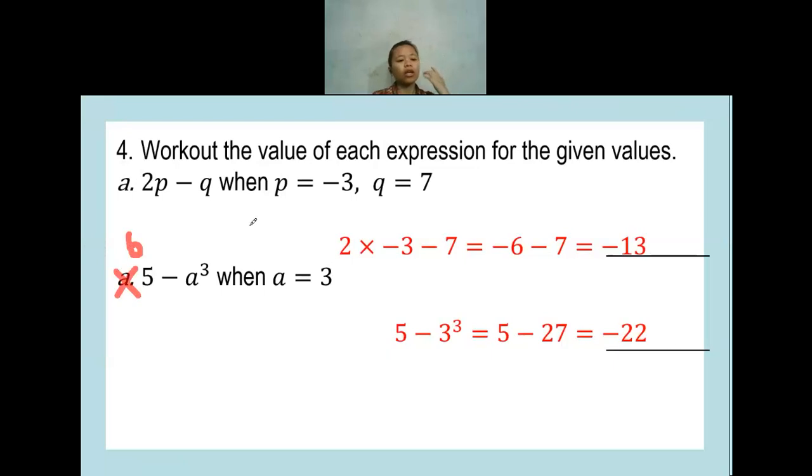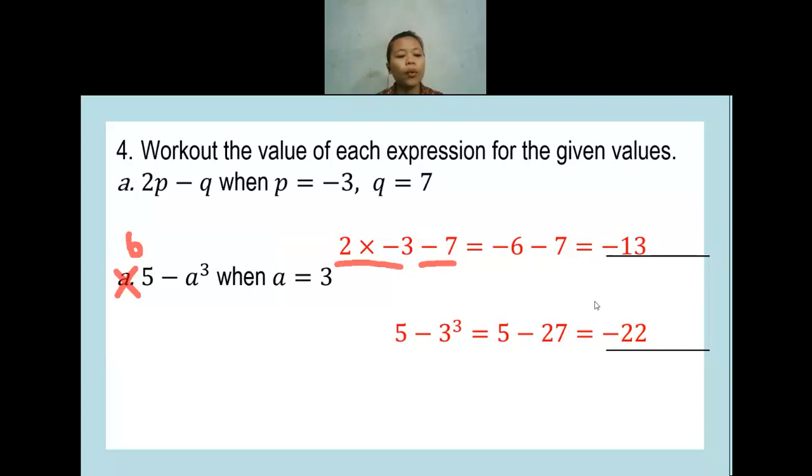Okay, so for question A, we replace the value P with negative 3 and Q with 7. So it will be 2 times negative 3 minus 7. We have multiplication and subtraction. Multiplication has to be done first. So we do 2 times negative 3, which equals negative 6. And then negative 6 minus 7 equals negative 13.